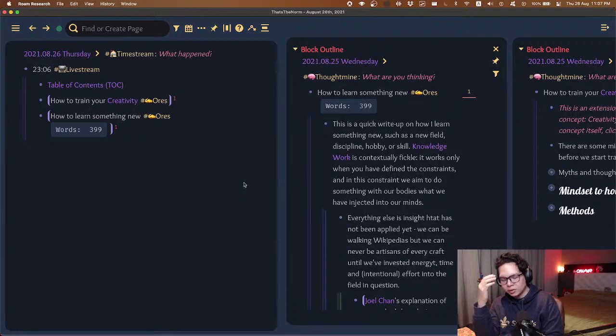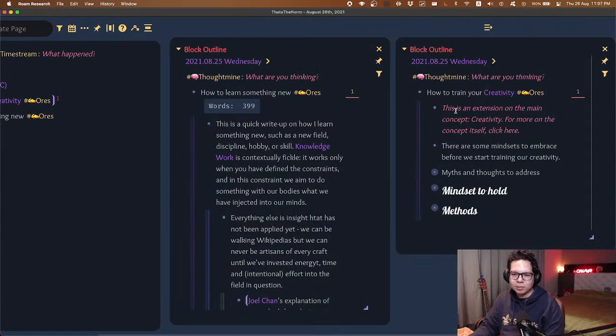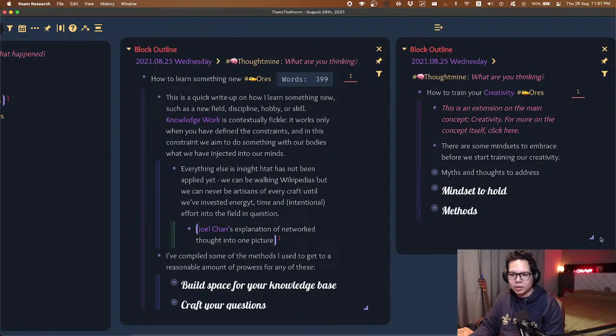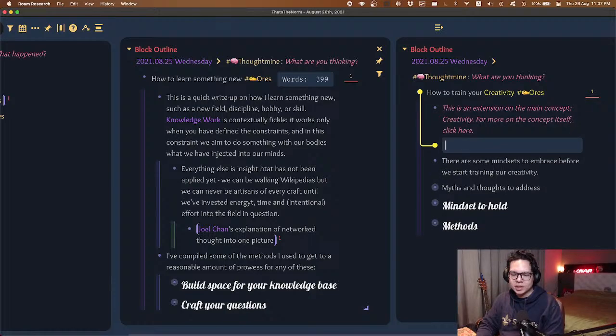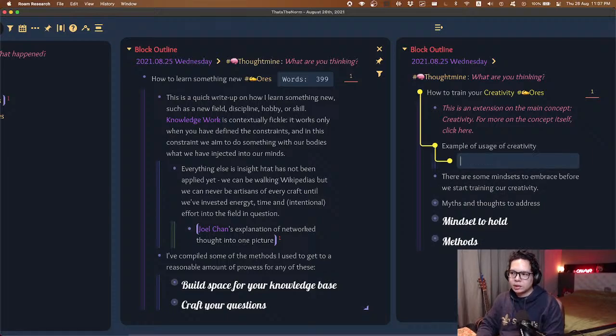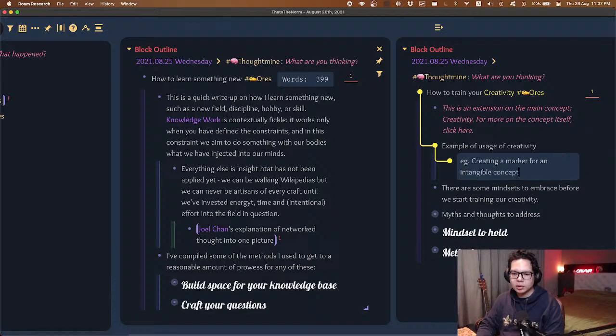As part of the Super Learner coaching cohort, sometimes I coach and advise people on how to learn to the best of their ability. Of course, that comes from a very memory and memory palace and speed reading standpoint, but then this was more on training creativity, because part of actually building stuff like memory palaces requires you to train your creativity in order for you to actually build those markers, right? So as an example of usage of creativity is creating a marker for an intangible concept.